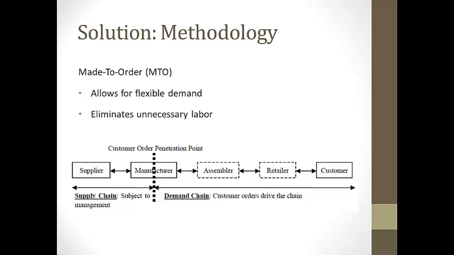Another thing that's important is there might be an opportunity to eliminate the need for the assembler and the retailer. If the customer is able to place their order with the manufacturer, and we can push that through the system quicker, there will be an opportunity for the assembler and the retailer to no longer be necessary, and this could save on labor costs as well as timing.